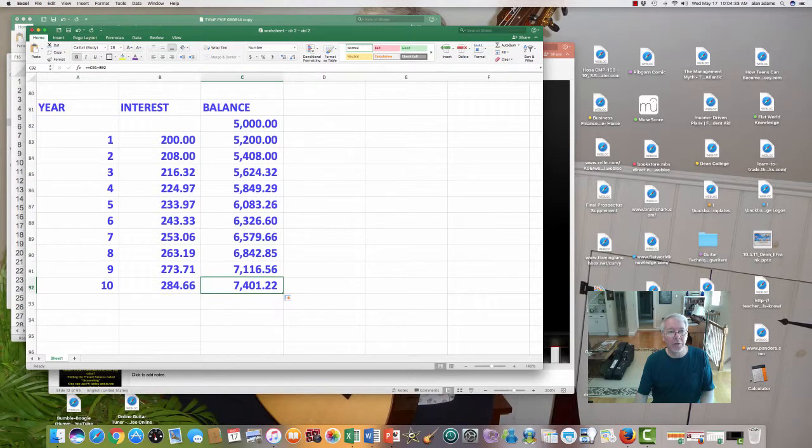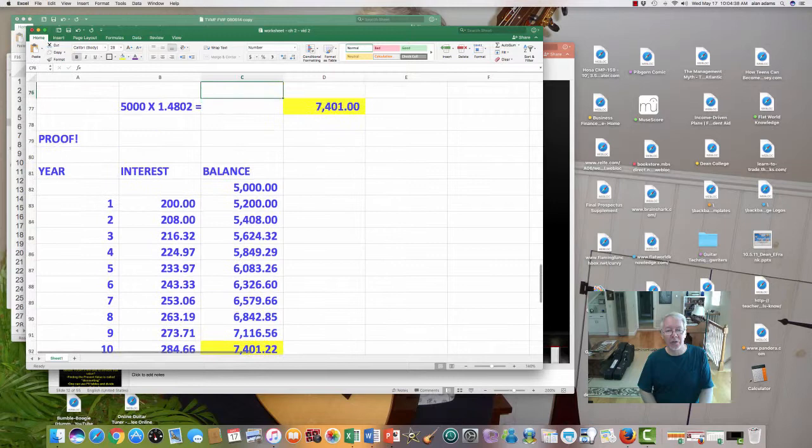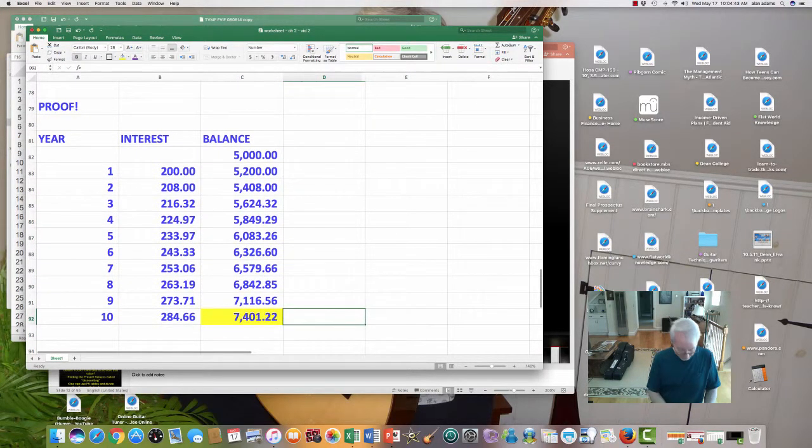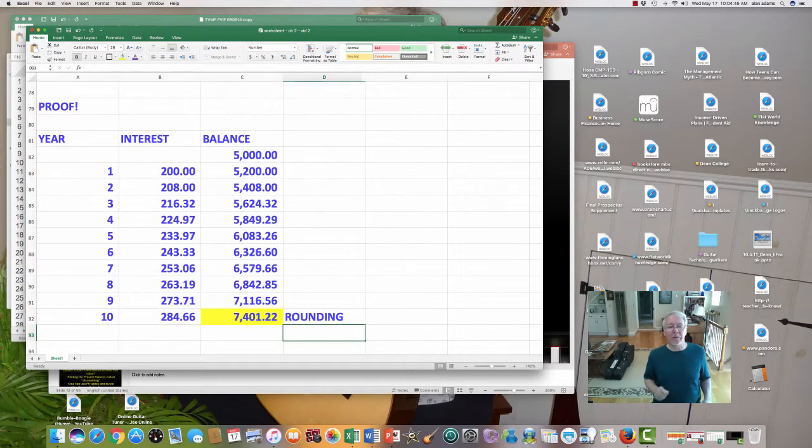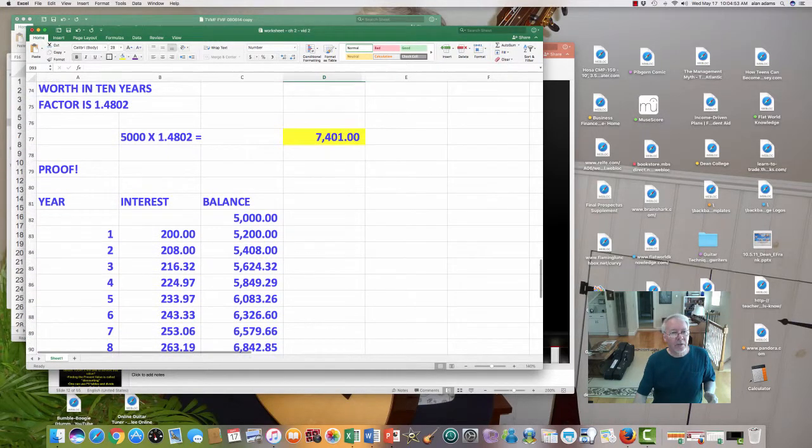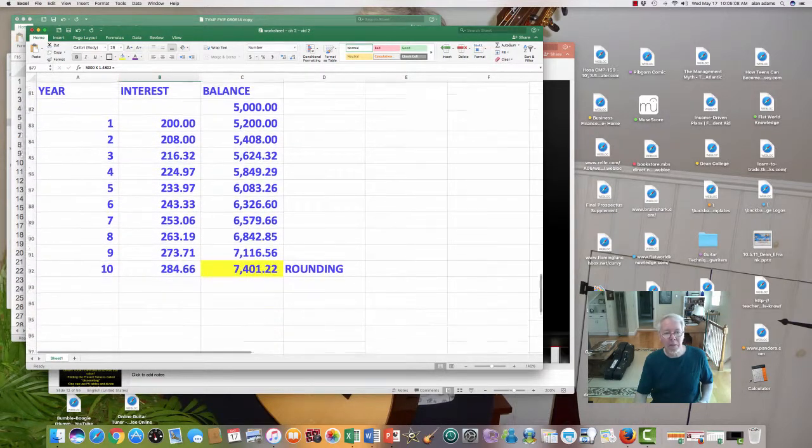Will you look at that? My goodness, at the end of year 10, I indeed do have $7,401. And I have a rounding error. I'll split it with you. Don't worry about that. Why? Because, again, I have truncated my tables. That 1.4802 is actually, you could expand that to 16 or 17 decimal places like in the movie Office Space. Right now we gain nothing by that. So I will accept a rounding difference. Okay? All right, very good.